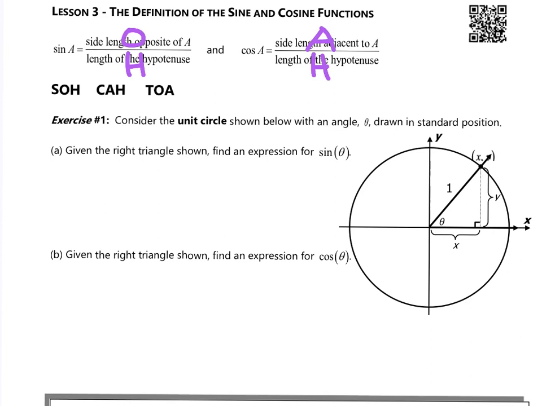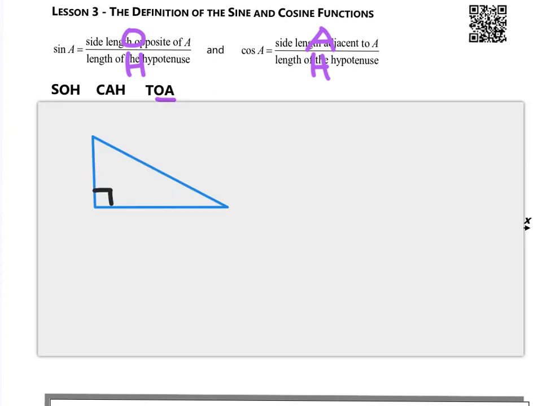And then the tangent is the opposite over the adjacent, which is also really like dividing the sine by the cosine, which we do get into a little bit later on, but today we're just going to talk about sine and cosine. A little refresher. If you have a right triangle, the hypotenuse is always across from the right angle, and it is always the longest side, no matter what.